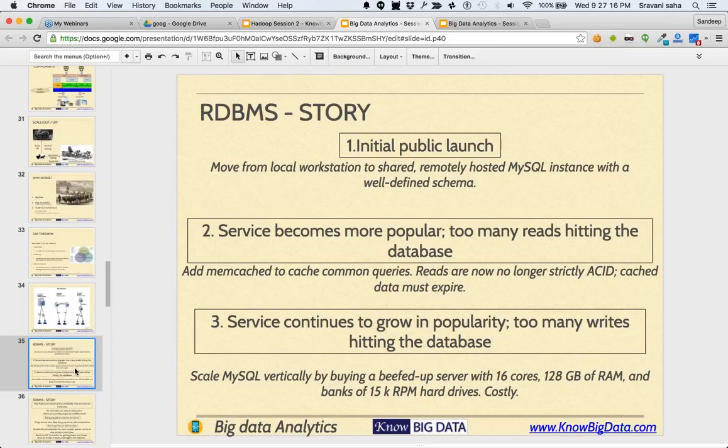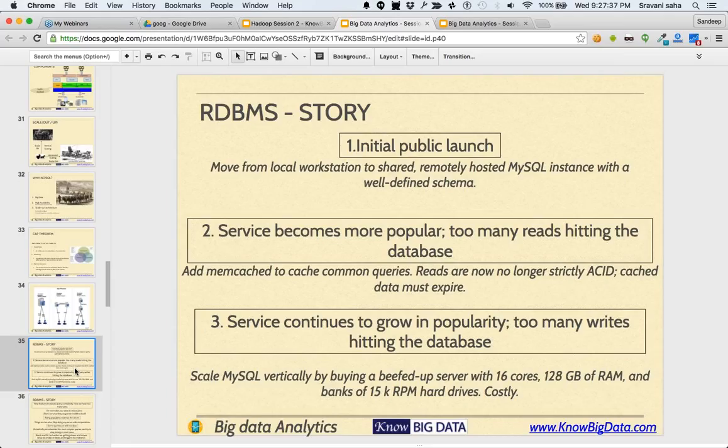So the service became popular, and you realize that lots of requests are directly going to the database. Instead of letting the common requests reach the database, you cache them in memcached and let memcached serve them. Let the web server read from memcached instead of the database. That gave you a little breather on the database part.